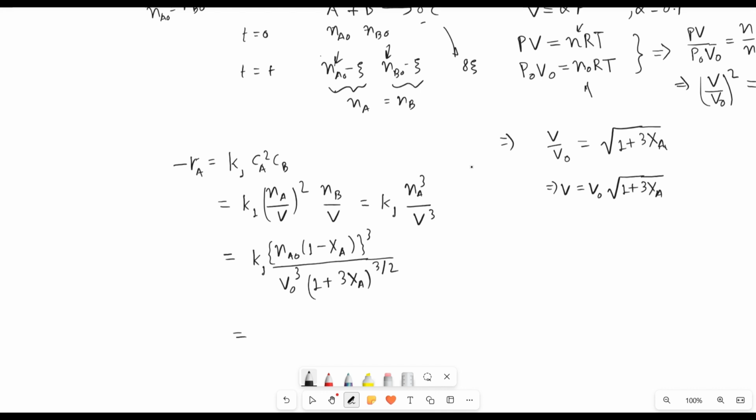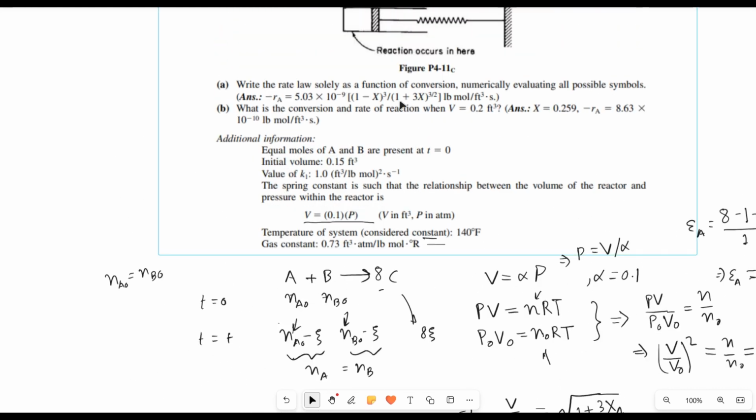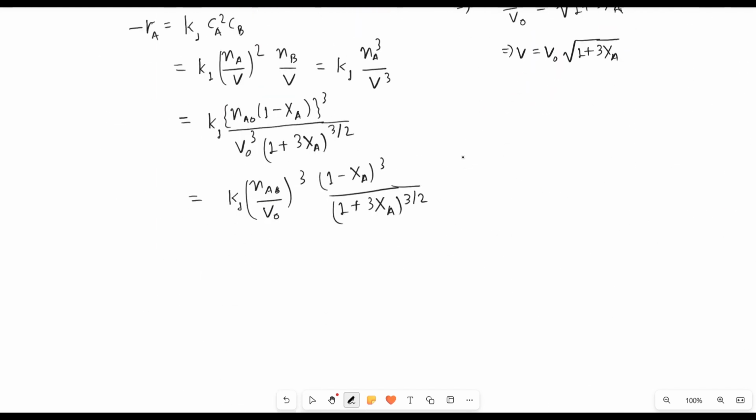So we get the final value: K1 Na naught by V naught, whole cubed, times 1 minus xa cubed divided by 1 plus 3xa whole to the power 3 by 2. This is the function of the conversion term. Now you will get the numerical value by evaluating this quantity. Now Na naught by V naught.